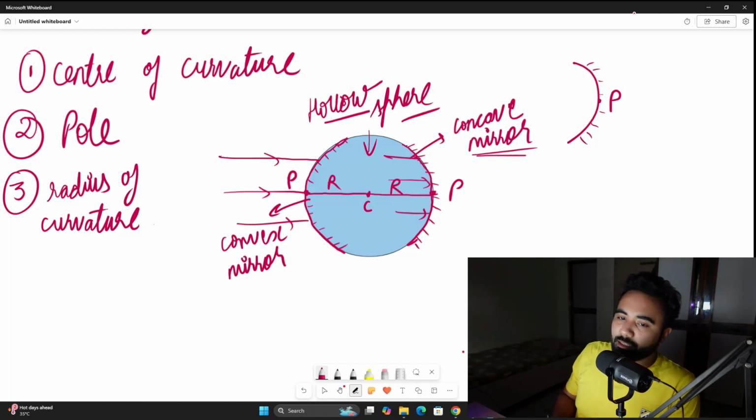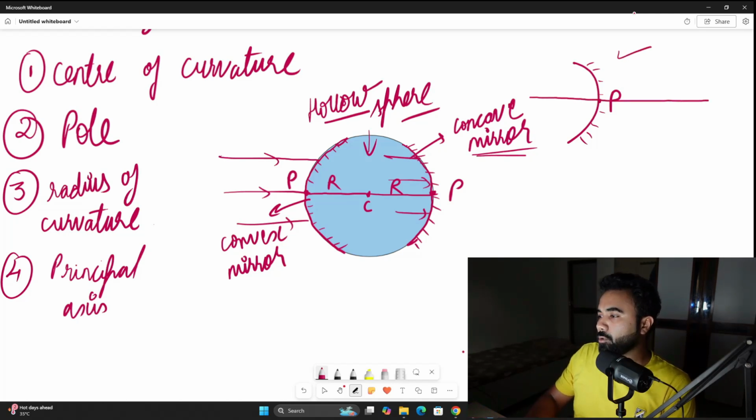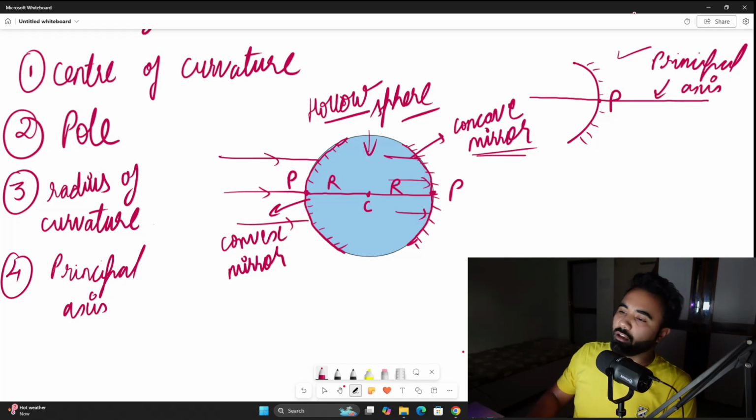And the last part. There is also one more portion that we'll cover in the upcoming videos, but right now we'll focus on the last part, that is principal axis. Principal axis is basically, if this is a concave mirror, the line that passes through the pole and runs parallel, like this line over here, is called the principal axis. The same goes for convex as well.